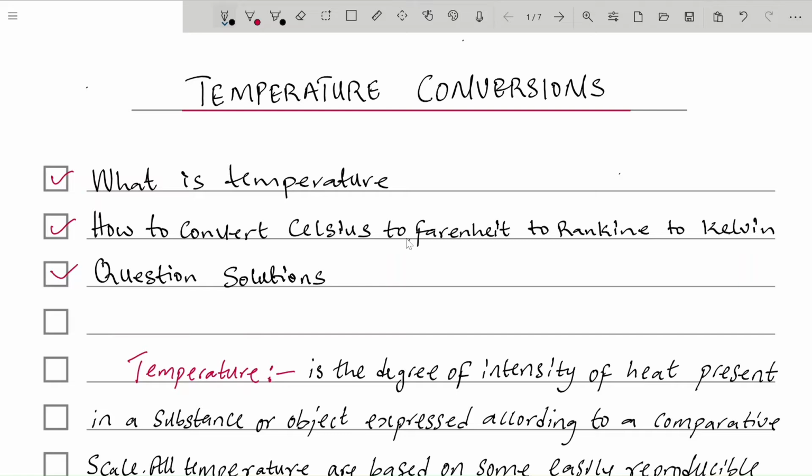On today's class we are going to be talking about temperature conversions. We are going to be looking at what is temperature, how to convert to different temperature scales from Celsius to Fahrenheit to Rankine to Kelvin, and question solutions.